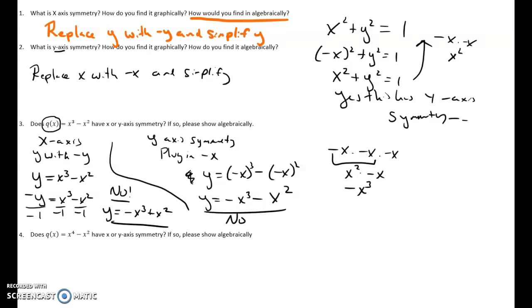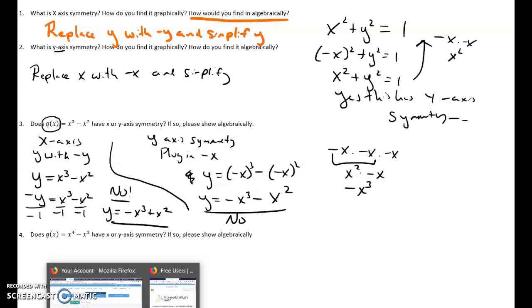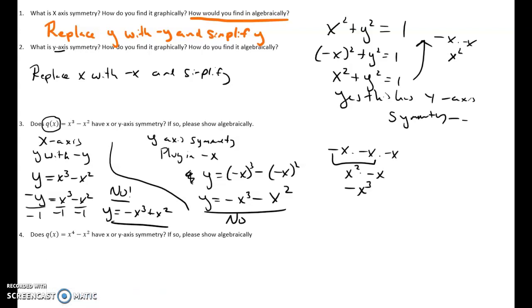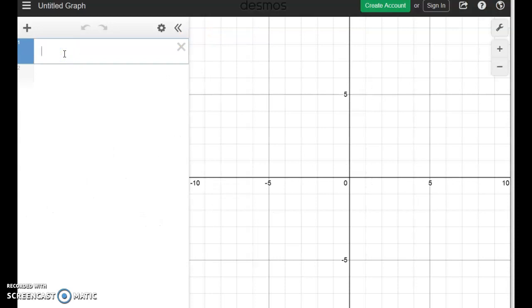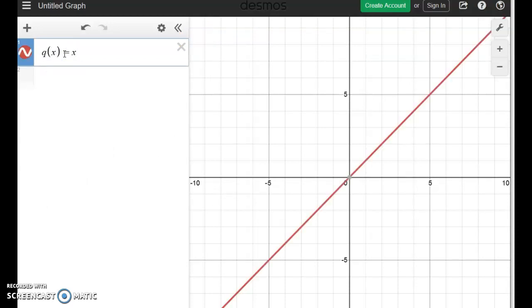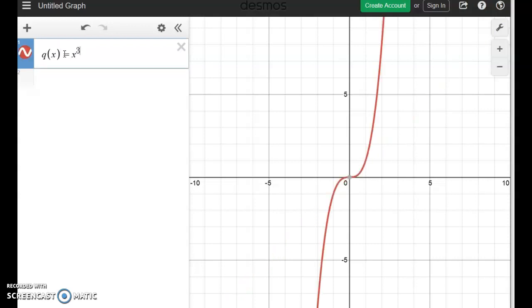So this would be no y-axis symmetry. So does it have x-axis symmetry or y-axis symmetry? The answer is no. And I can't graph this on the calculator, but let me pull up a GeoGebra graph of this, or a Desmos graph, and we'll see what this looks like. So I'm going to put this in, q of x equals x to the third, and then minus x squared.